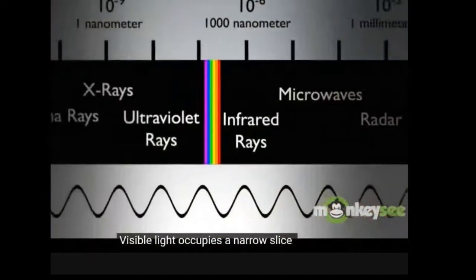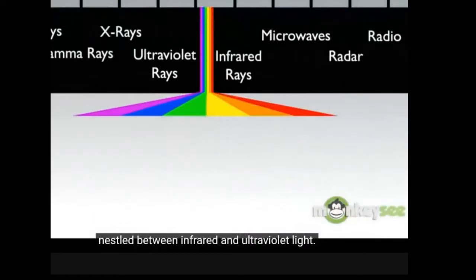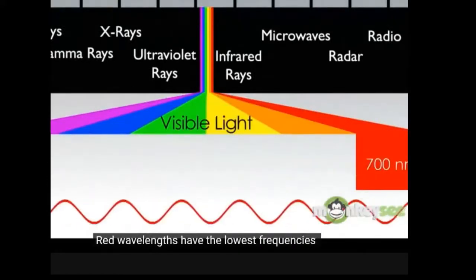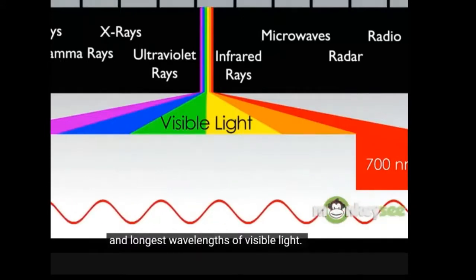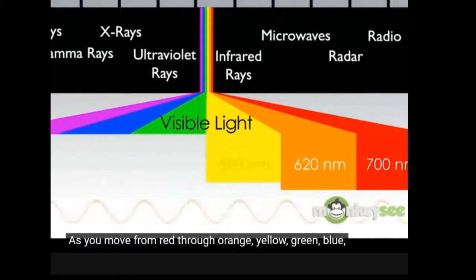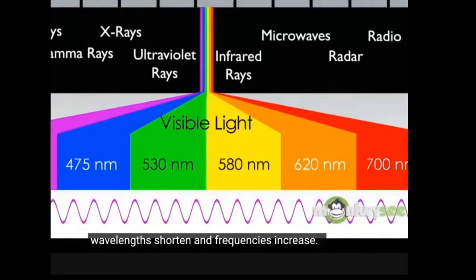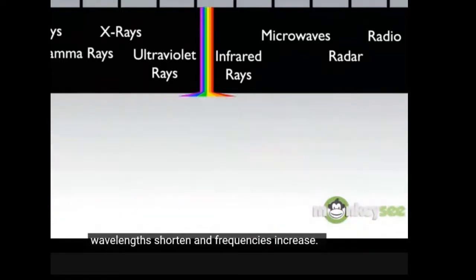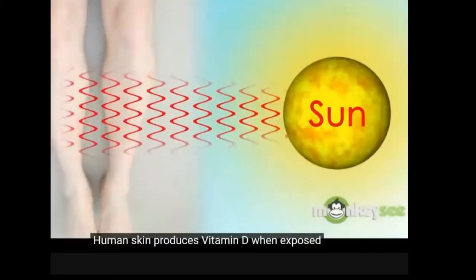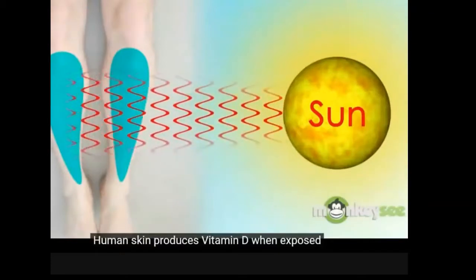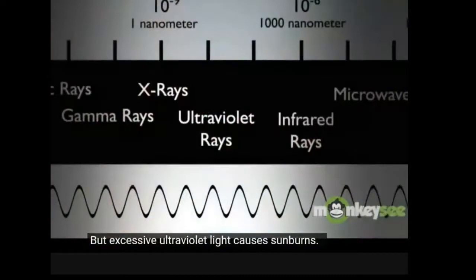Visible light occupies a narrow slice of the electromagnetic spectrum, nestled between infrared and ultraviolet light. Red wavelengths have the lowest frequencies and longest wavelengths of visible light. As you move from red through orange, yellow, green, blue, and finally violet, wavelengths shorten and frequencies increase. From visible violet light, we move into ultraviolet frequencies. Human skin produces vitamin D when exposed to ultraviolet light, but excessive ultraviolet light causes sunburns.